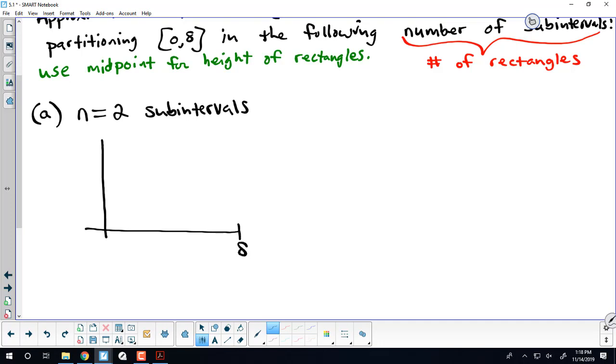And we'll say that's 8 right there. So v of t is t squared on the interval from 0 to 8. And we want to divide that region up by putting 2 partitions in there. We want 2 rectangles in that entire region. So the first rectangle has to go from 0 to 4, and then the second rectangle will go from 4 to 8.